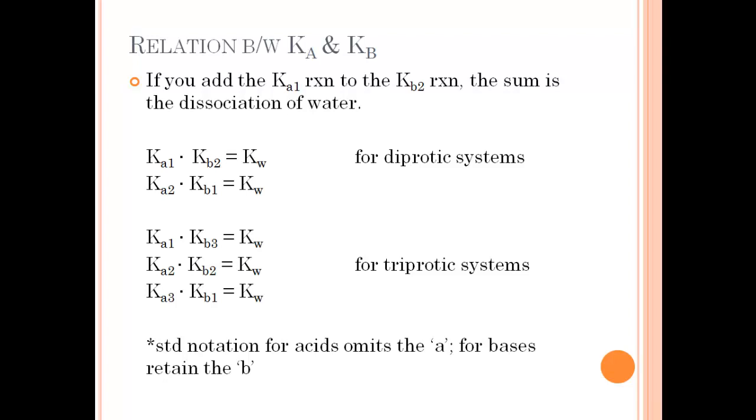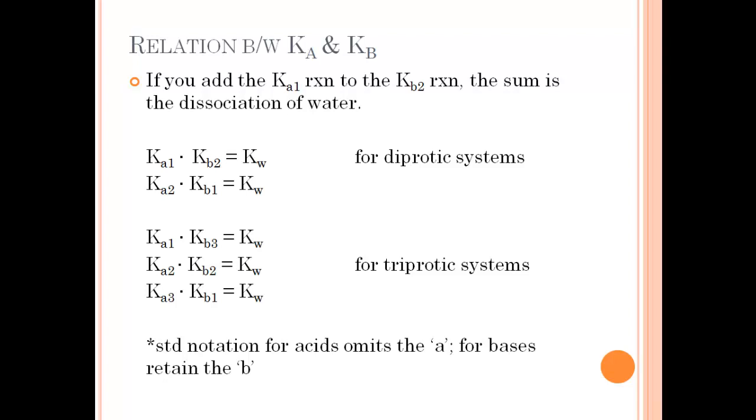So if you add the Ka1 reaction to the Kb2 reaction, the sum is basically water, which is why Ka1 times Kb2 is equal to Kw. From that knowledge, you can derive all of these different relationships between acid and base equilibrium.